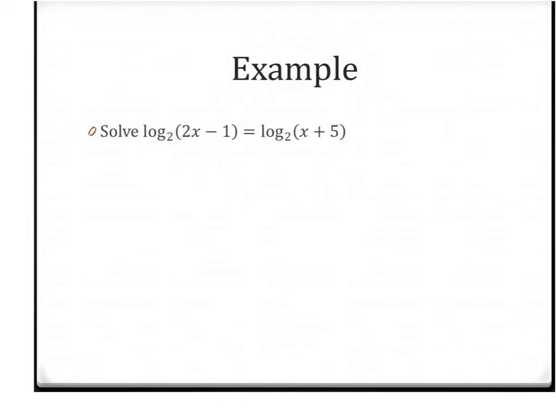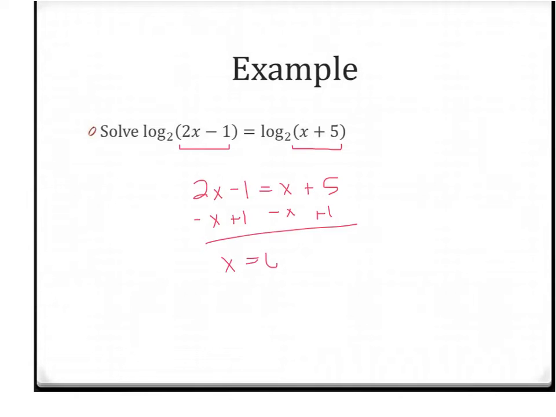Alright, so log base 2 of 2x minus 1 equals log base 2 of x plus 5. So if they're both log base 2, then what you have here, they have to be equal to each other. So very nicely, we're just going to set those equal to each other and solve for x. And I get that x equals 6.